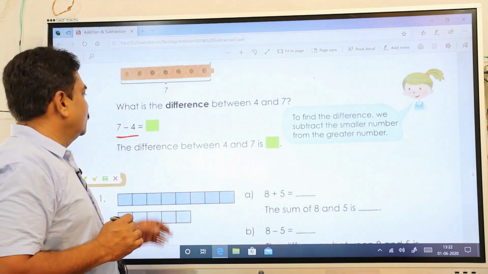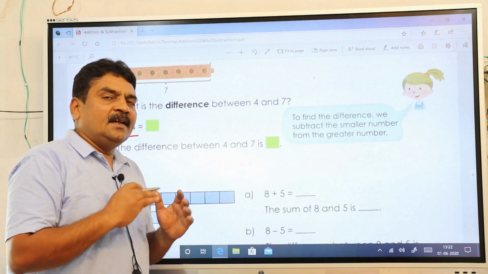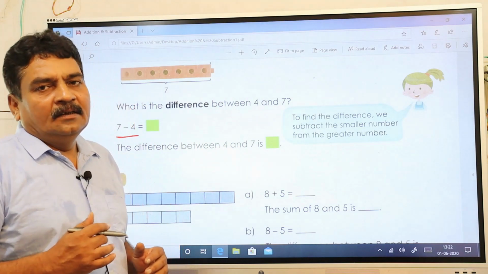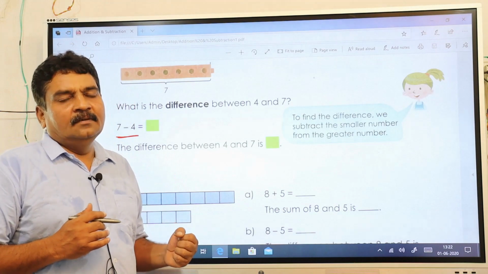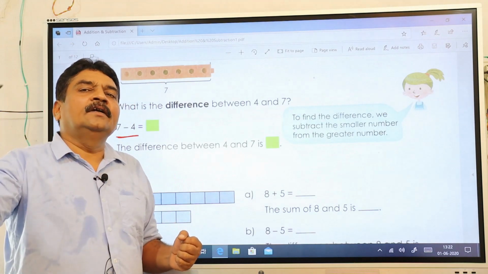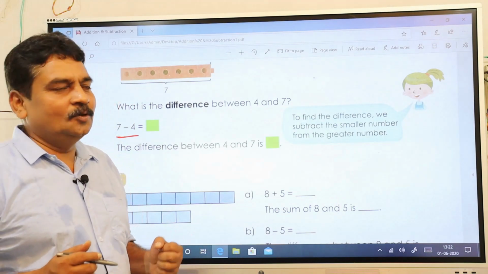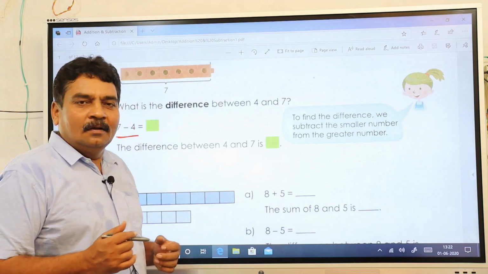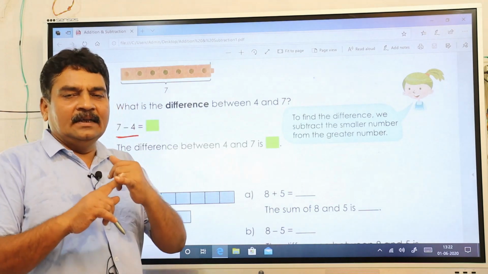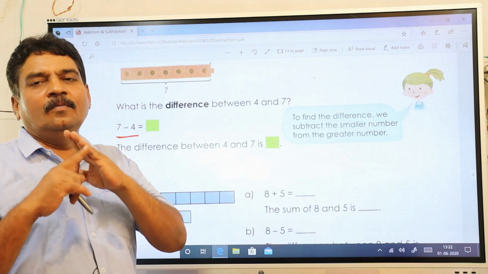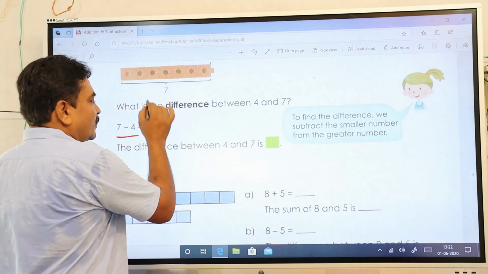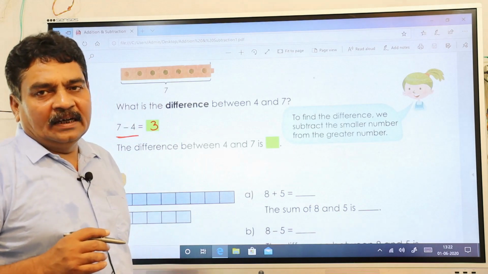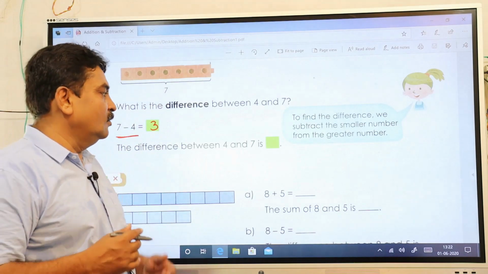Okay. So here in subtraction, in difference, you just take the smaller value first. Then you count till you get the bigger value. So the smaller value is 4. So after 4, 5, 6, 7. How many are there? 3. So the difference between 7 and 4 is 3. In this way you have to do.